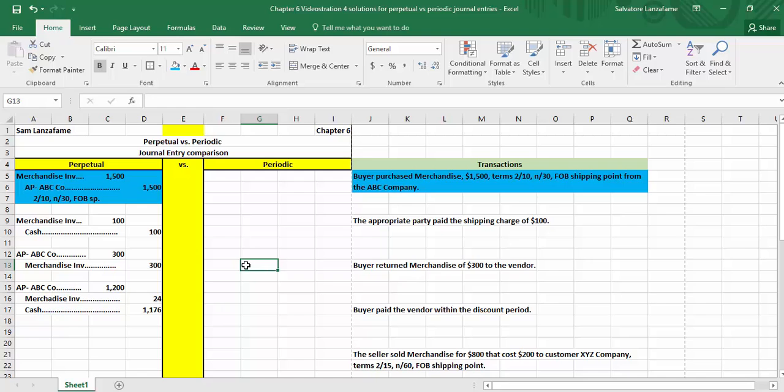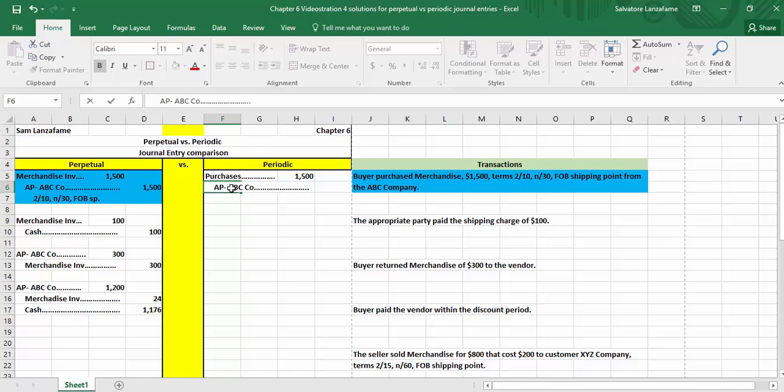Now, under periodic, the expense is recorded when you buy. So same transaction: buyer purchased merchandise 1500, terms 2/10 net 30, FOB shipping point from the ABC company. Check this out. We actually debit an expense account called purchases for 1500, and we're going to credit AP, ABC company. The credit remains the same.